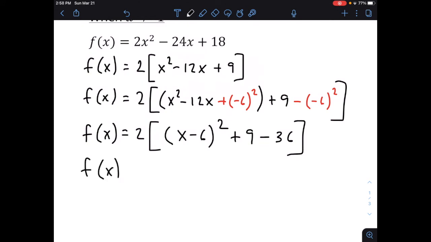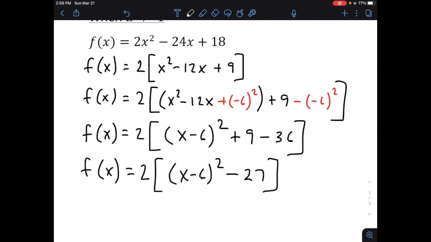All right, and then let's keep going. So here we go. We have 2 bracket. Nothing changes here in the beginning, but now we have to say 9 minus 36. Well, 9 minus 36 is negative 27. So we have minus 27.